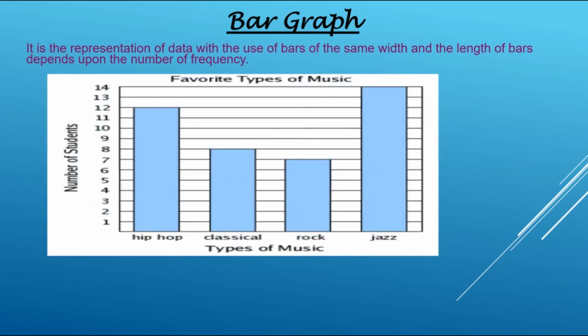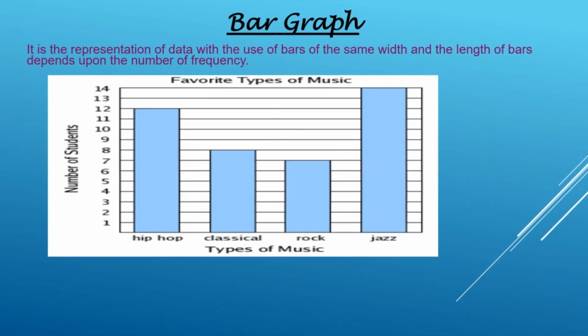So here you see, it's a type of music liked by how many students. So on x-axis we represent types of music. That is, the name will be represented on x-axis, and on y-axis we represent the number, which is also called frequency.